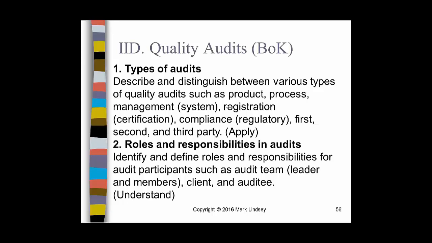Level cognitions apply. Then number 2, roles and responsibilities in audits. So you've got to define those roles and responsibilities for all the participants, such as the audit team, the client, and the auditee. And the level of cognition on that is understand.